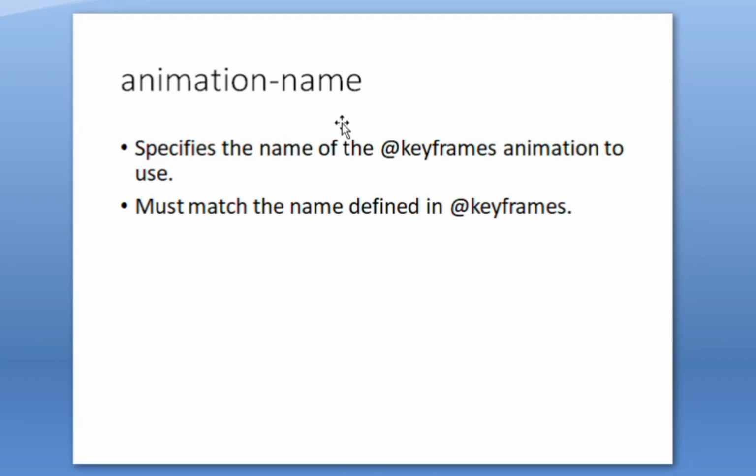So first one is animation name. Animation name specifies the name of the @keyframes animation to use, and it must match the name defined in @keyframes. So what does @keyframes mean? It is a CSS rule used to define the steps or stages of an animation. It tells the browser how an element should change during the animation, like moving, changing color, rotation, fading, etc.